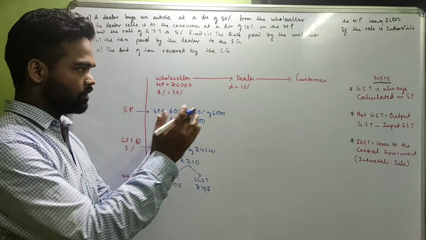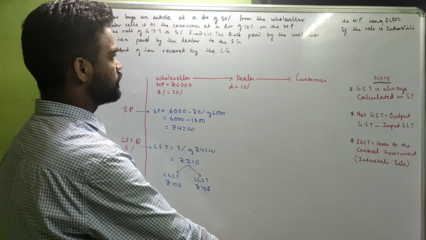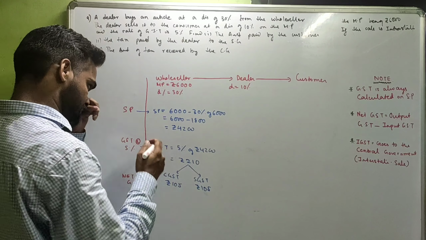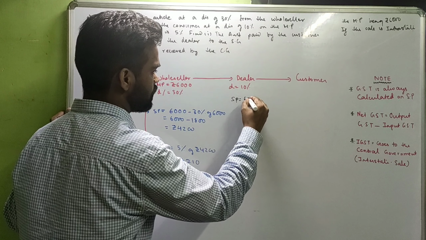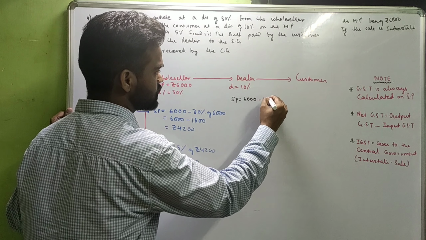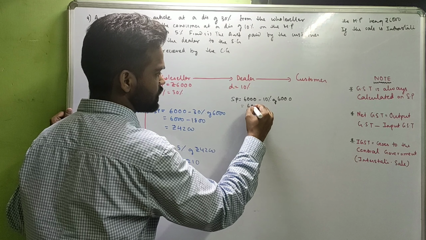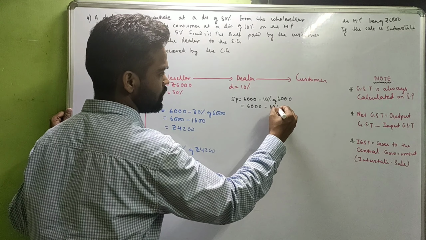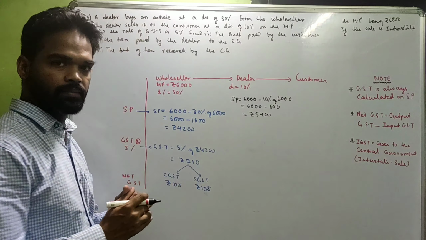Now the dealer case, over here they've said he gives a discount of 10%, so the SP will be mark price minus the discount, which is 6,000 minus 600, which is rupees 5,400.